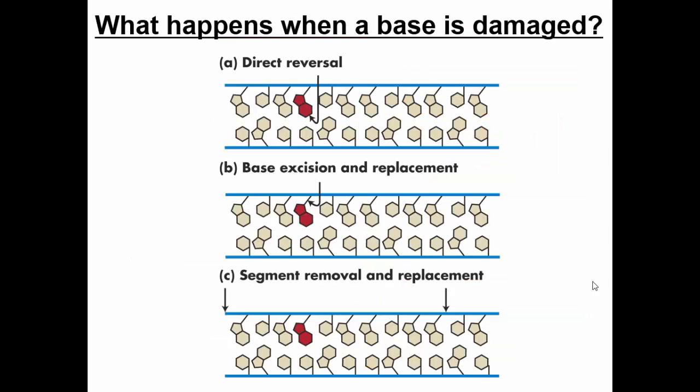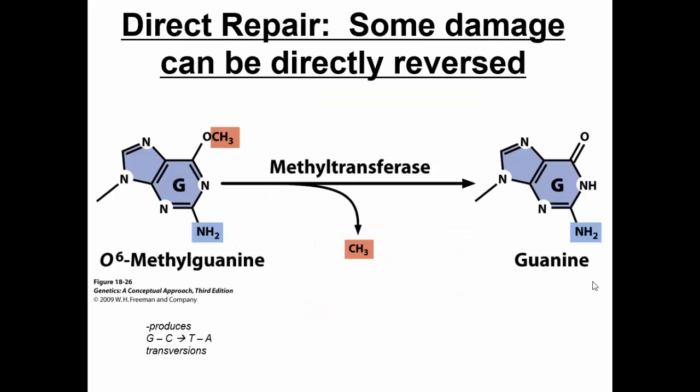Okay, what happens when there's a base that's damaged? This is sort of a segue slide, so we won't talk about the diagram. What happens when a base is damaged? Something called direct repair can happen, and direct repair is when the base itself is fixed. So it's not removed, but the errant functional group that was added is removed.